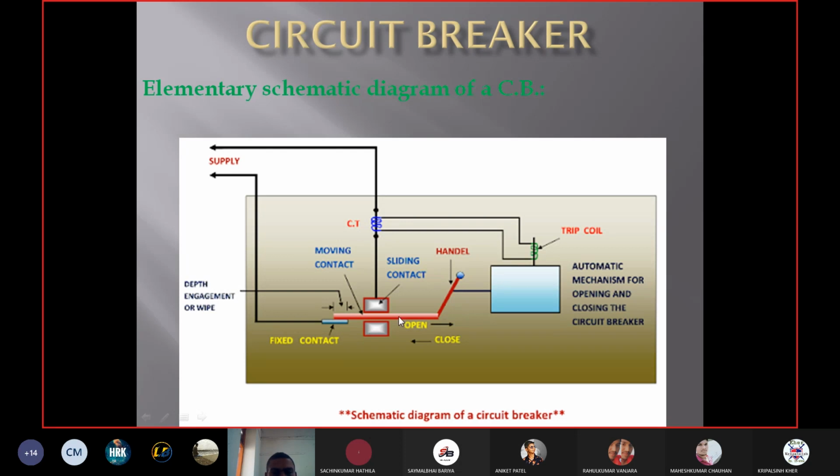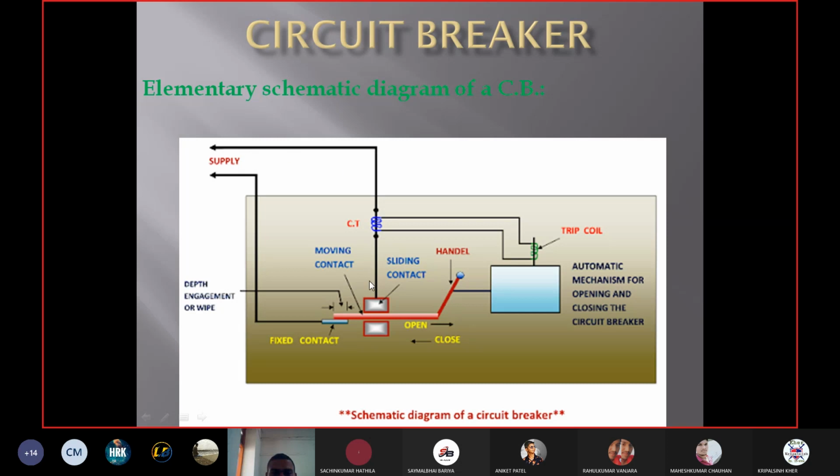Okay, this pink color rod is the moving contact, which can move either forward or in the reverse direction. This moving contact can move to and fro. On this moving contact there is a sliding contact, so this moving contact slides under the sliding contacts. The supply is connected to the sliding contacts as well as the fixed contact.